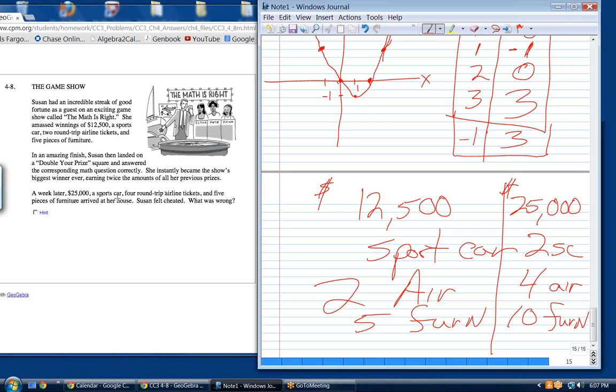She's missing what? She didn't get everything she had coming to her. What did she not get? She did not get 2 sports cars. She only got 1 sports car. She was supposed to get 2. How many pieces of furniture was she supposed to get? 15? Or no, 20? Look at my picture. The right side is twice what the left side is. 10 pieces of furniture is twice 5. So she's supposed to get 10 pieces of furniture. She only got 5, so she's missing a sports car and 5 pieces of furniture. Okay. So that's what was wrong.